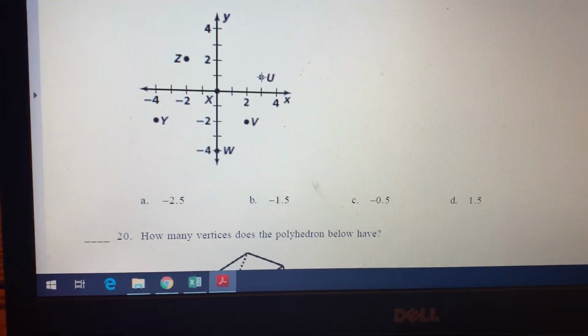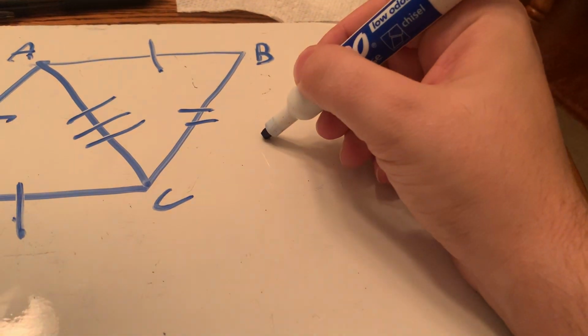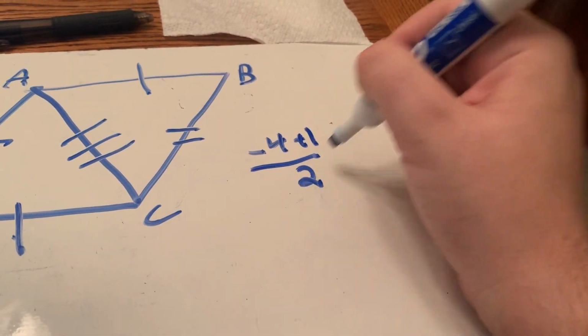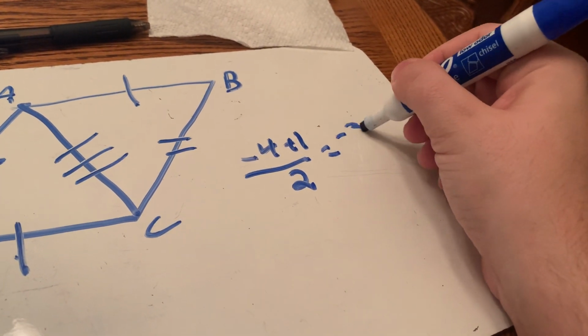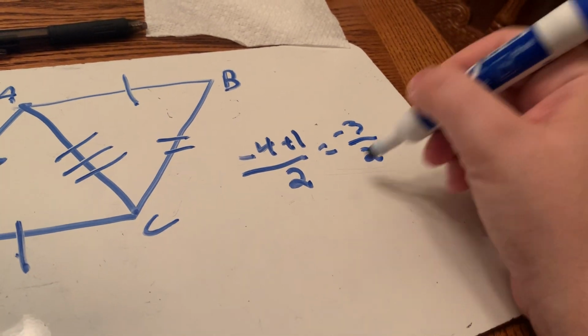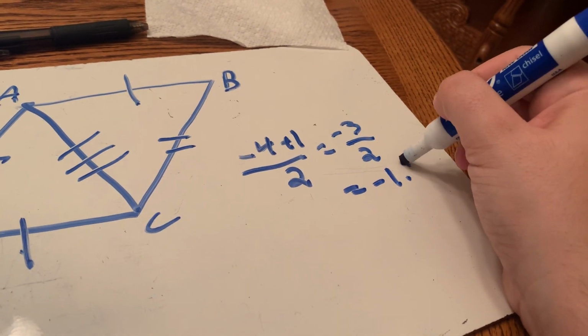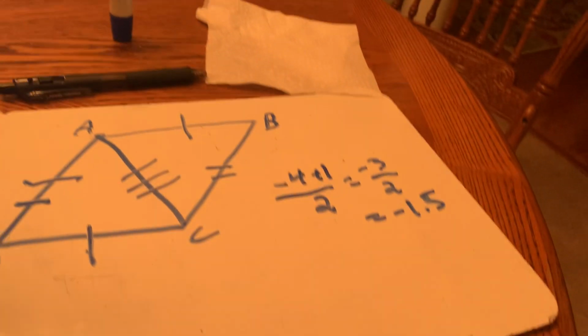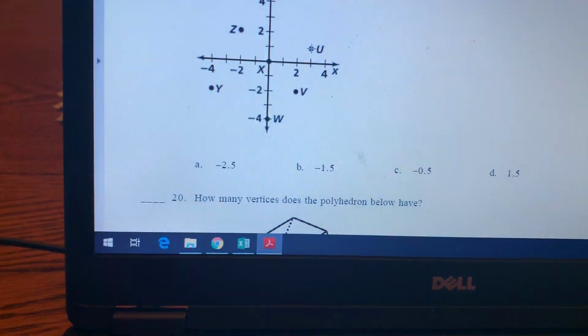So this one you might actually need to do the math because you don't have a line that you can kind of count. So you got -4 and +1 divided by 2, which is -3 over 2, which is -1.5, which is B. So again, you can just show something like that real quick. That's all you need to show.